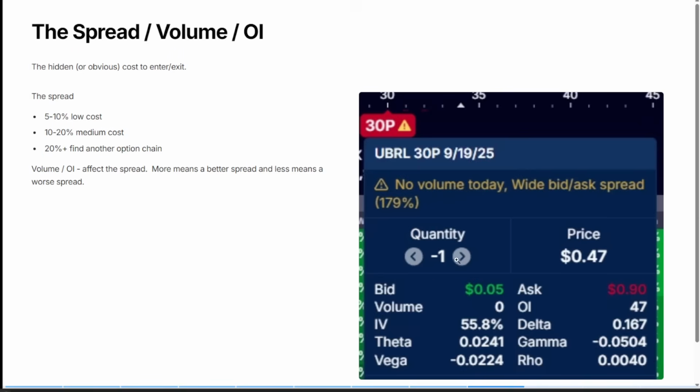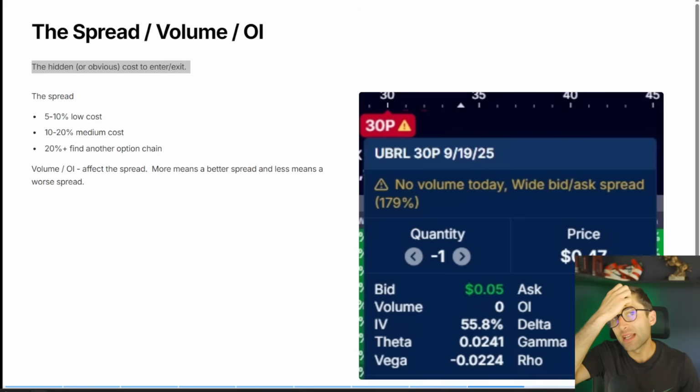And 20% is basically if you times the bid by 20%. So 0.05 times 20% should be like $7 or $9. And you can see we're at 90, which means that the bid ask is like 180% different here. So this means like getting filled is going to cost you money because of this. It's the hidden cost of entry and exit. The bid ask spread is what you're paying every time you get in and out. It's a little bit of the bid ask spread you're going to pay.